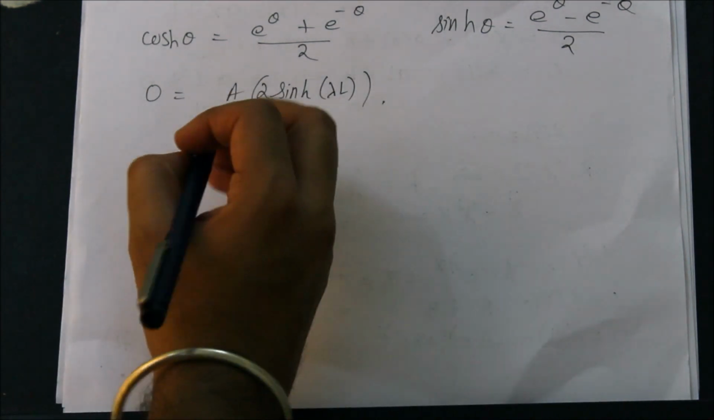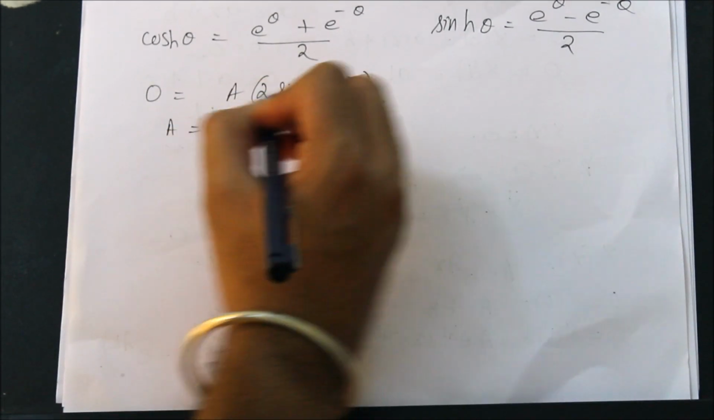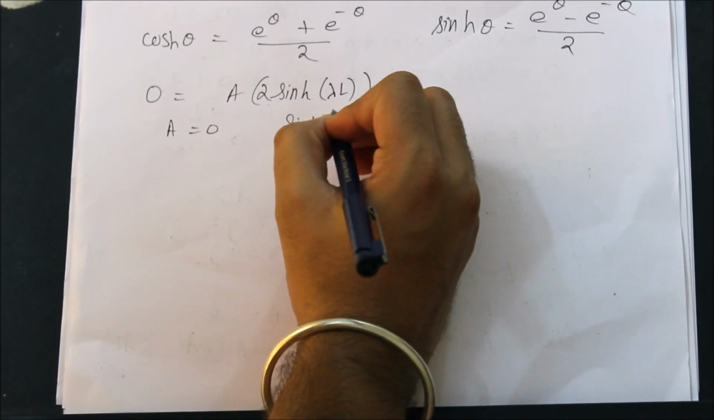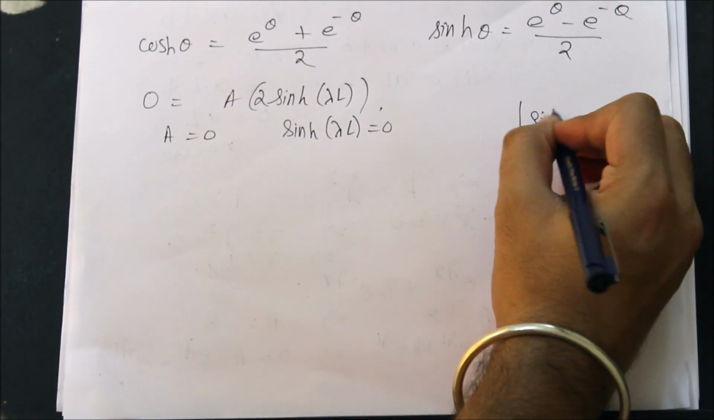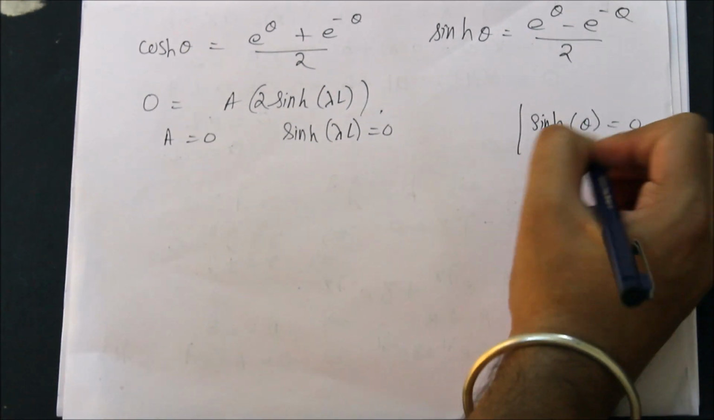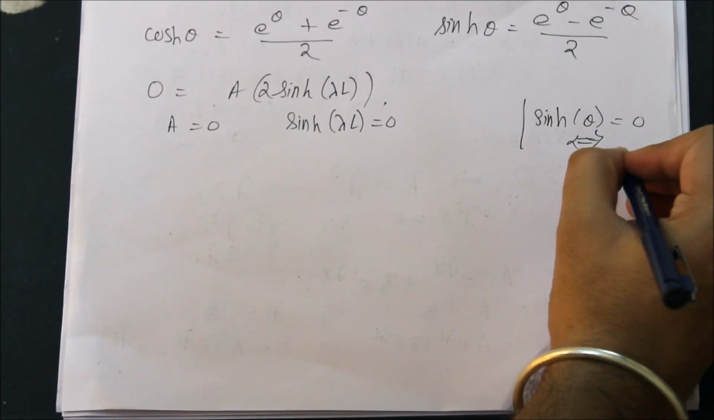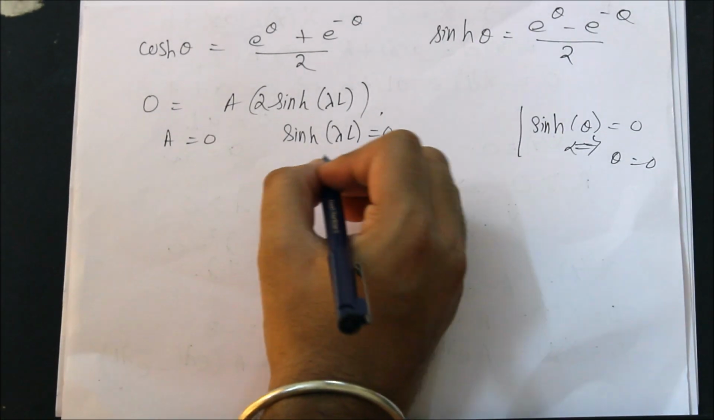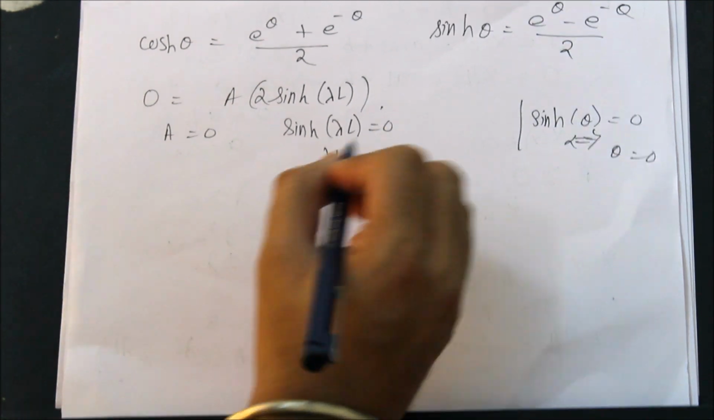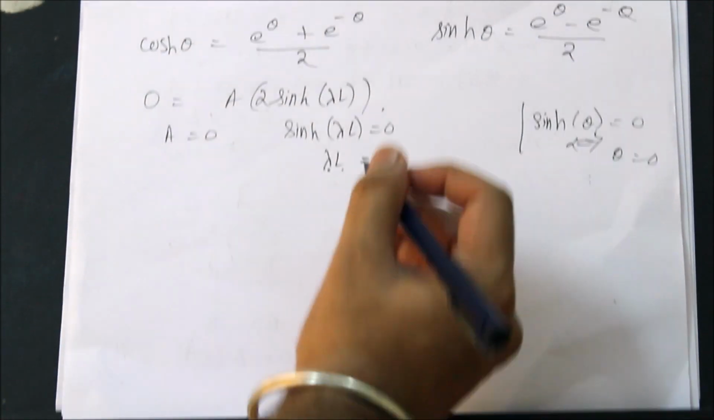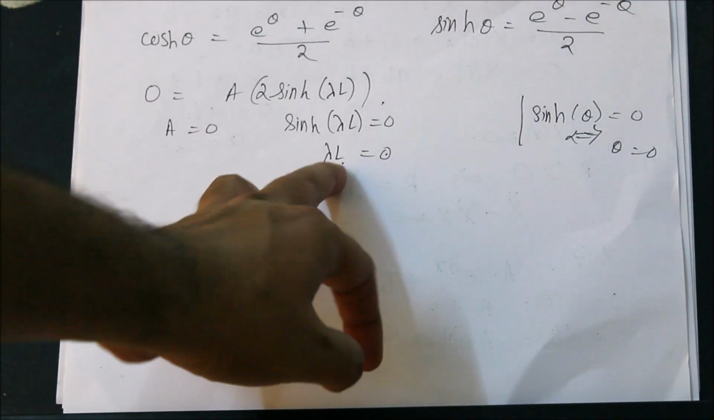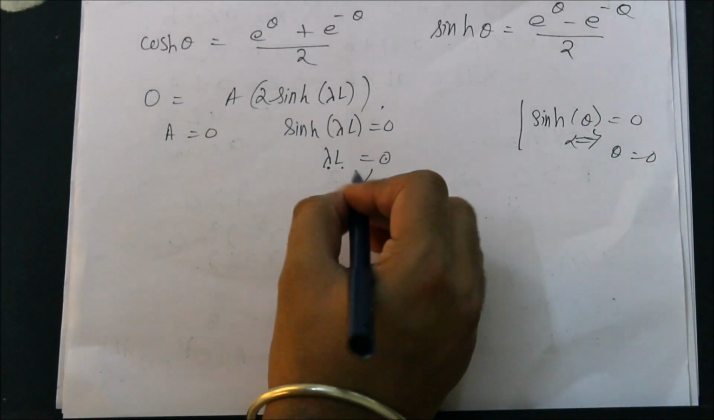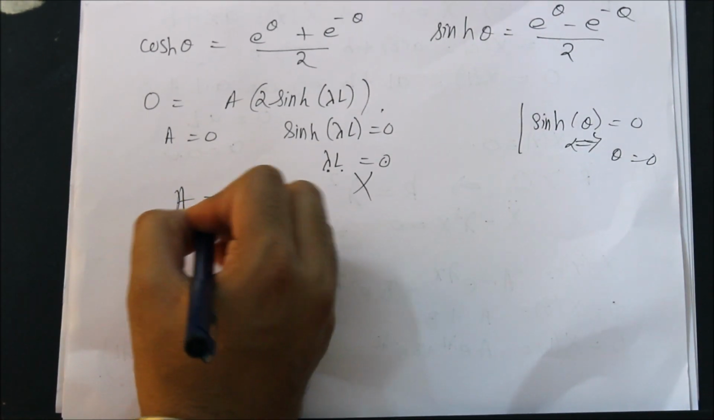So the product is 0, so therefore either a is 0 or sine hyperbolic of lambda L is 0. But there is a result that sine hyperbolic theta is 0 if and only if theta is 0. So if this is 0, that means my lambda L is 0. But my lambda is strictly positive and my L, which is the length of the string, is also positive. You have a string of non-zero length. So since both are positive, the product can't be 0. So this case is not possible. So this implies my a is 0.